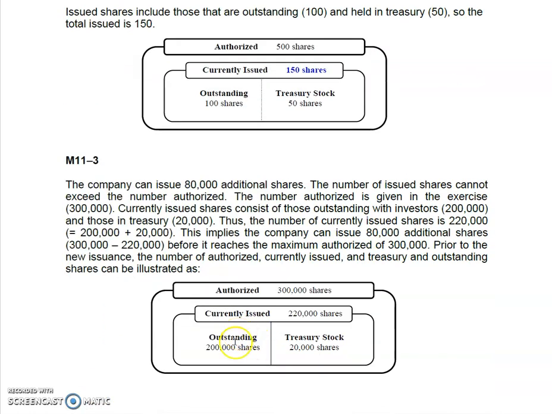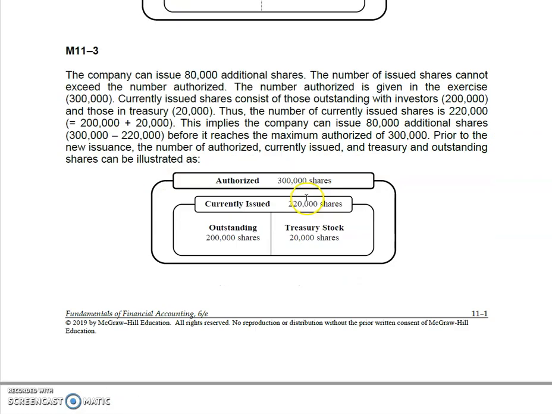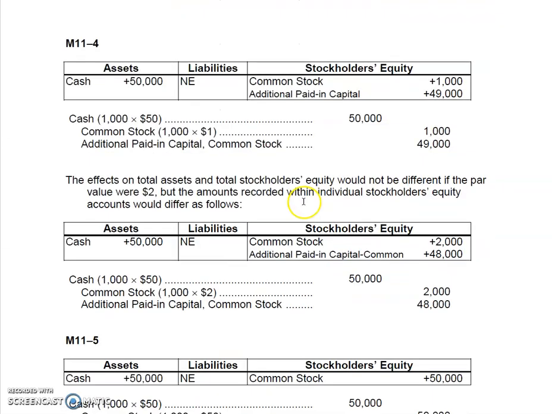And there is our answer. They can issue 80,000 additional shares, new shares. Okay, now it looks like we got some journal entries coming up.